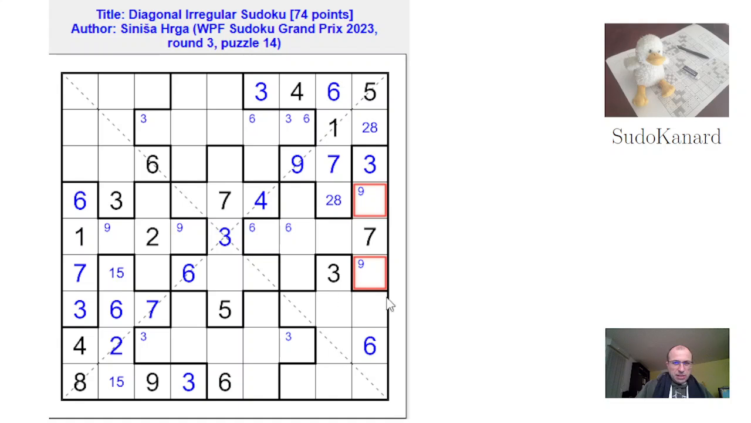And this impacts this region because there's the 9 here, the 9 here, the 9 there. So 9 must be somewhere among those two places. And the first column we still need 2, 5, and 9. But that's not the 9, that's not the 5.